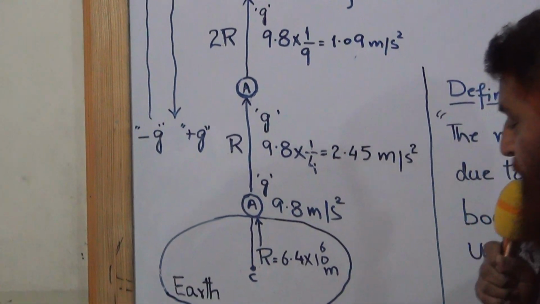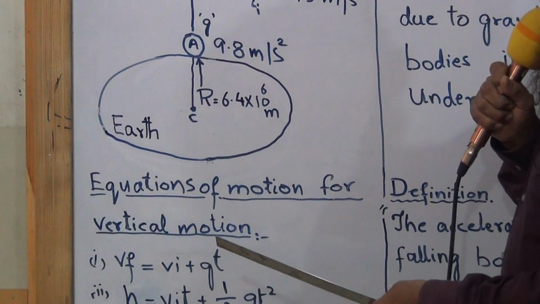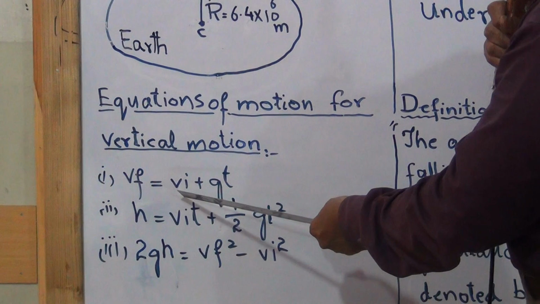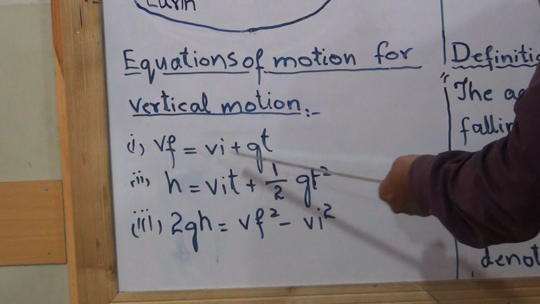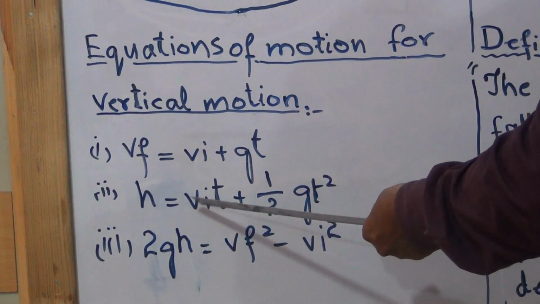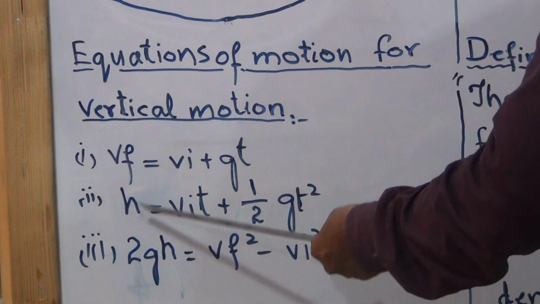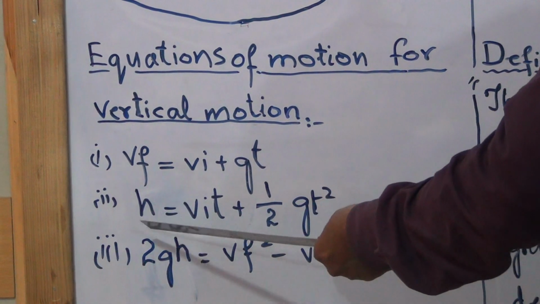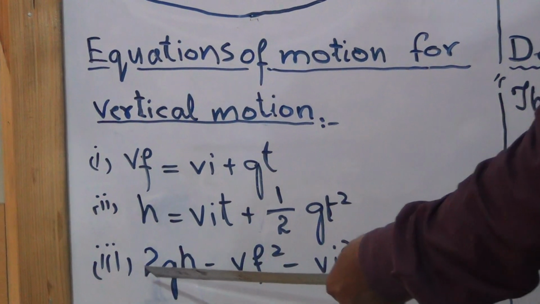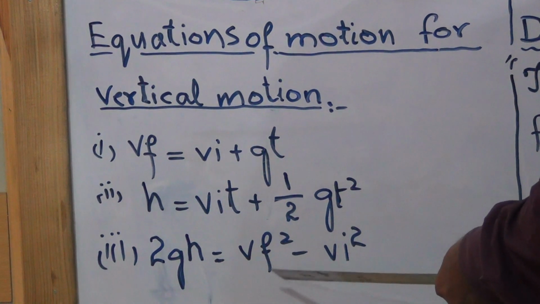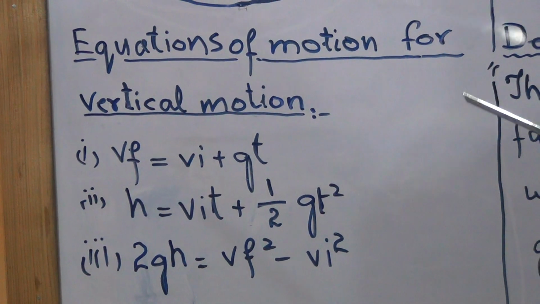Now, the equations of motion for this vertical gravitational motion are: Vf is equal to Vi plus gt. Instead of a, we will write g. And the second equation, h is equal to Vit plus 1 upon 2 gt square. Instead of s, we write h, that is height, because it is vertical distance. The third equation is 2gh is equal to Vf square minus Vi square. So this one is the third equation of motion.